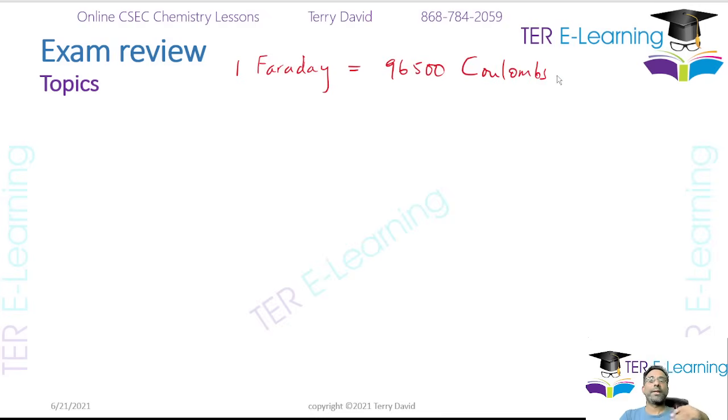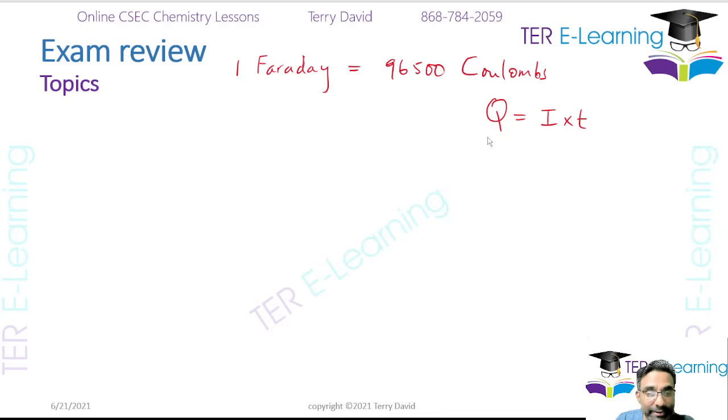For those of you who don't do physics, whenever you have charged particles flowing in a circuit, charge is measured in coulombs. And there is a unit called the Faraday. 1 Faraday is equal to 96,500 coulombs. Apart from that, there's one formula that you all need to know, which is Q is equal to I multiplied by T. Just remember, Q is equal to IT.